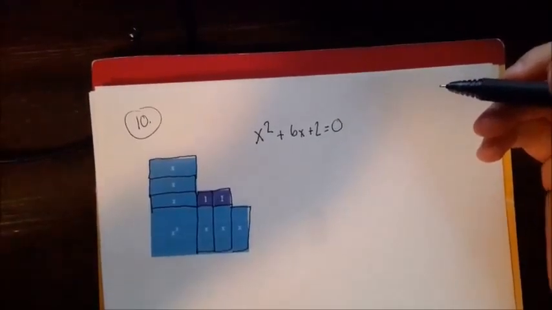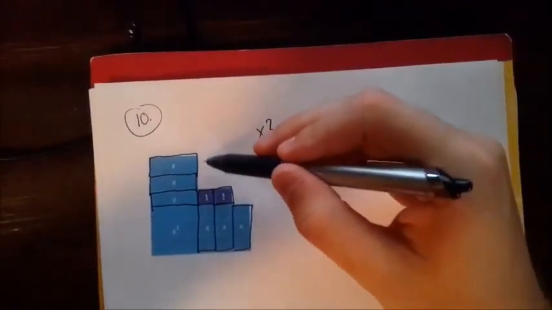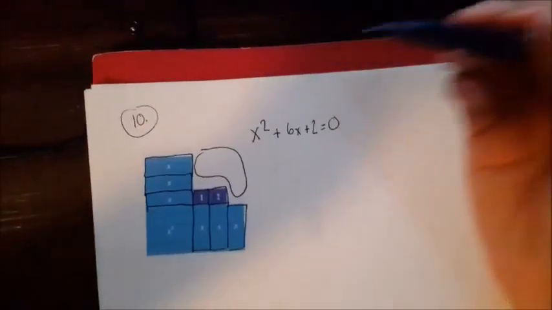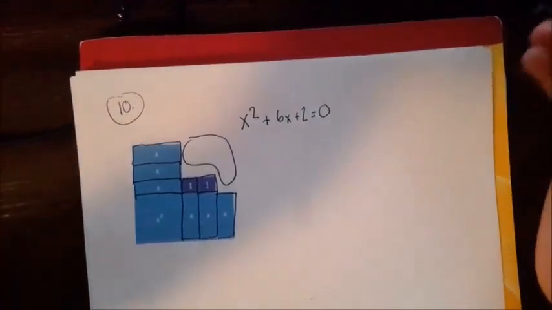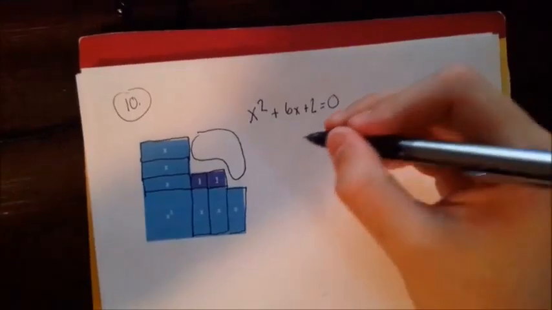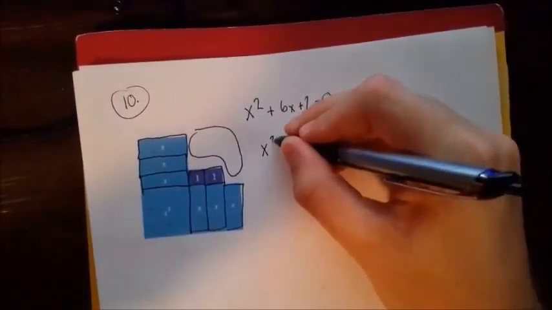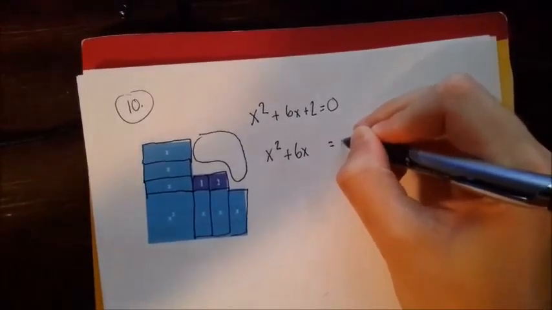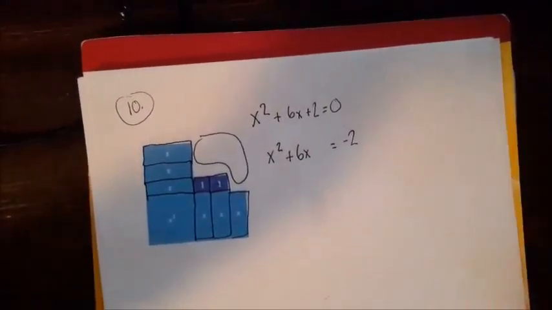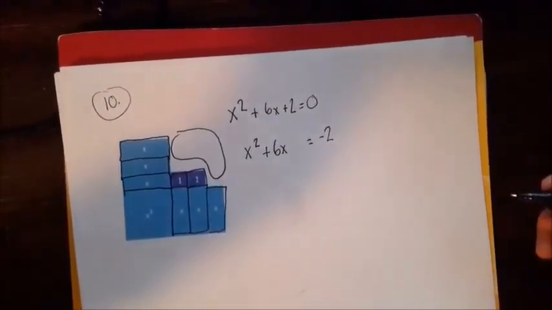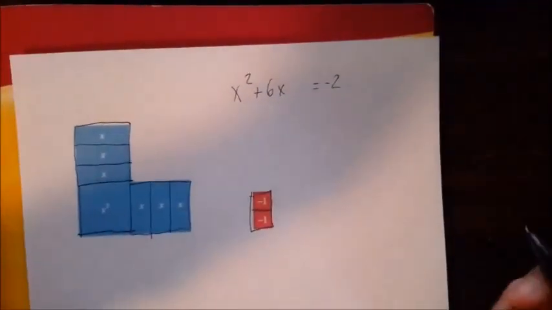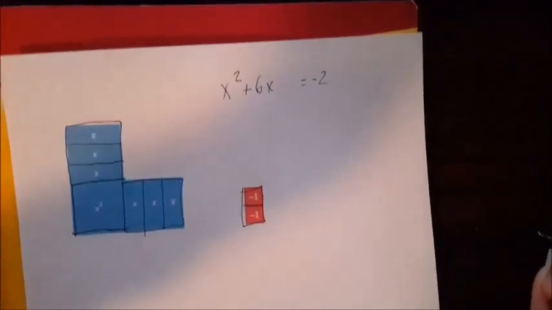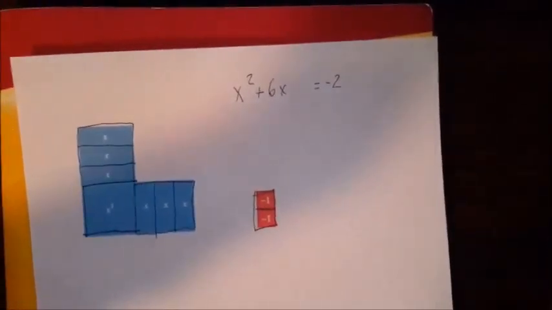So if we wanted to complete the square, we need to figure out what is filling this void right here. We need to figure out what that number is. So first off, let's get our x squared plus 6x, and let's move our 2 to the other side. Let's see how this would look graphically using our algebra tiles. Here we have our new graphical representation of x squared plus 6x equals negative 2.